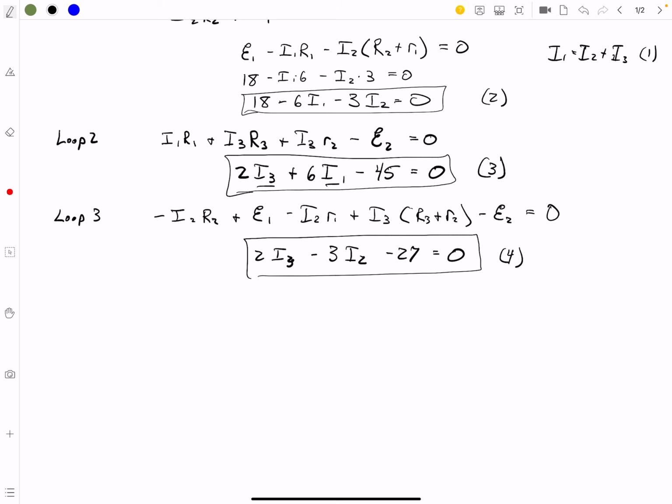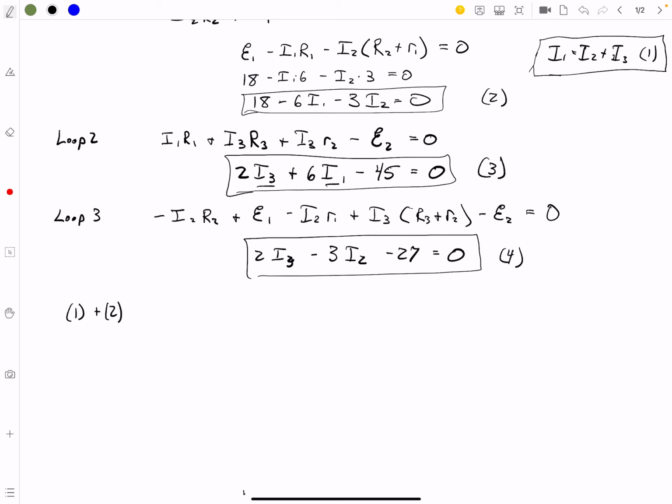And now we have our 4 equations. We only have 3 unknowns, but we've got our 4 equations, and that's okay. We'll figure it out. Okay, so we've got all of those written down nice and neat. Let's combine equations 1 and 2.